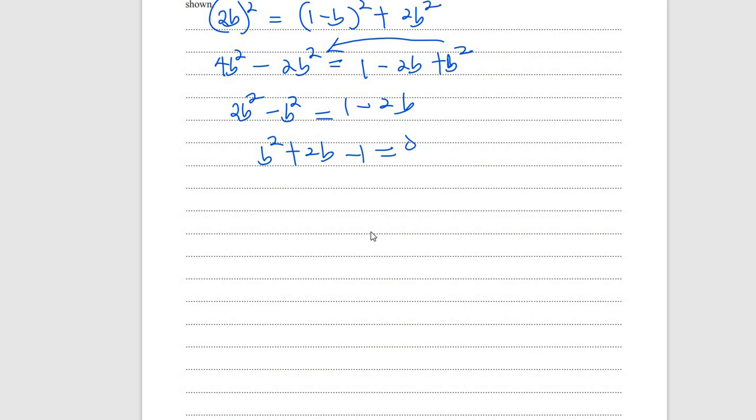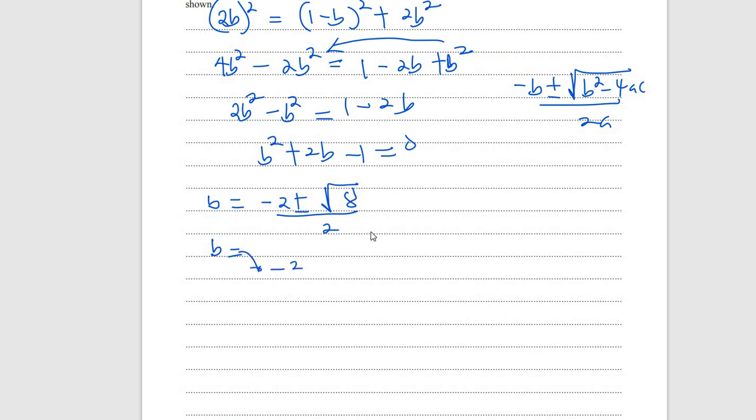If you use the formula for a quadratic equation, minus b plus or minus the square root of b squared minus 4ac, all over 2a, and put this in your calculator, you're going to have b equal to minus 2 plus or minus the square root of 8, all over 2. The square root of 8 is 2 root 2, so b will be minus 1 plus or minus root 2.